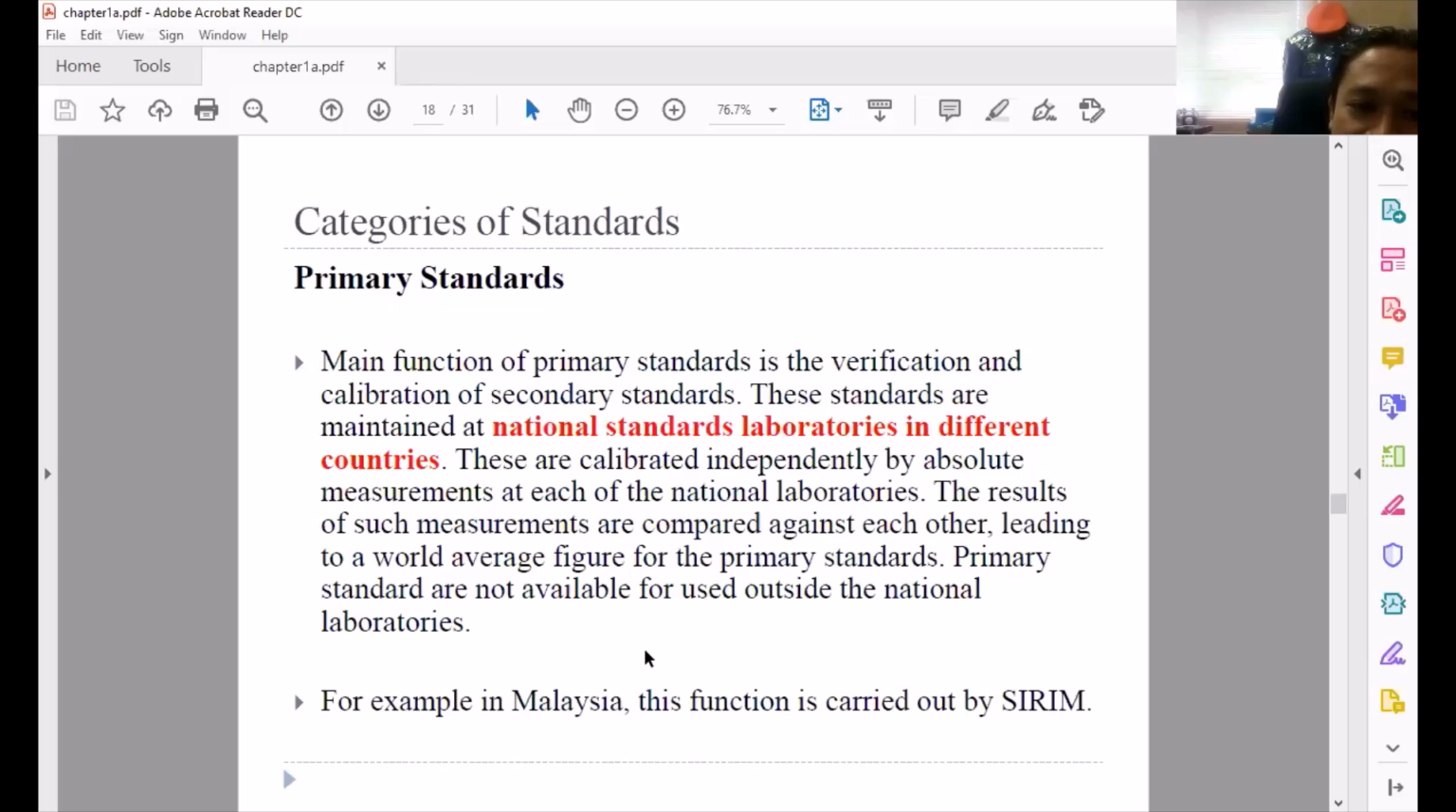In Malaysia, we have the National Standard Laboratories in SIRIM. They give certificates for all devices, for example electronic instruments and so on. That's why you can see on the electrical part they have the MS, that means Malaysian Standards, and then another one approved by SIRIM. So that is the Malaysia part. That's what we call the primary standards.